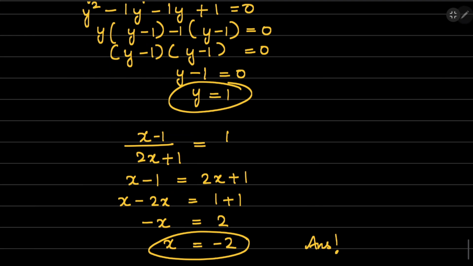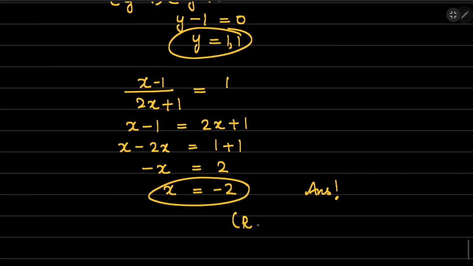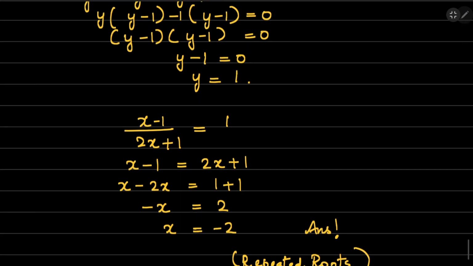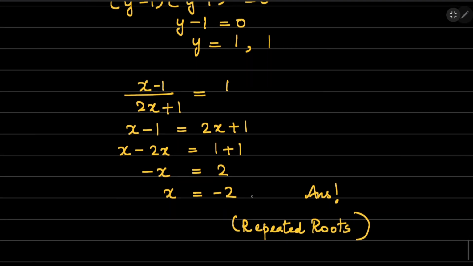Since, see, these are repeated roots, right? This is 1, 1. The other root is also 1, isn't it? So here also it will be the same thing. Minus 2, minus 2. So these are repeated roots. Let me write it again. This is y equal to 1, 1. Here also it will be therefore x is equal to minus 2, minus 2, because you need two roots, right, for any quadratic. So this is the answer.